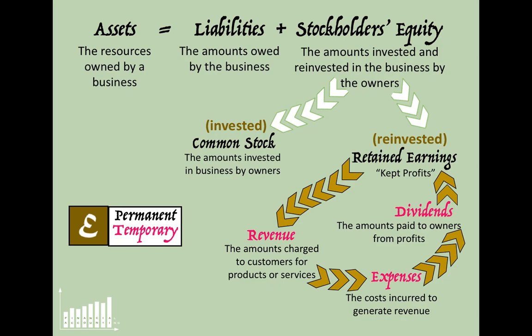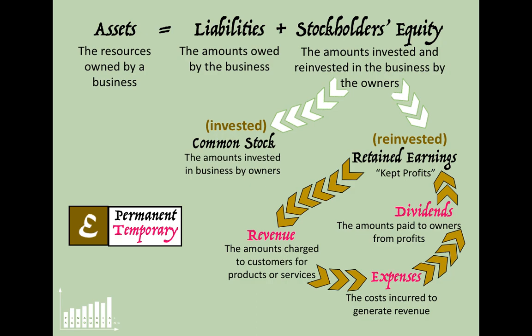So here's going to be our main focus for this video. These three temporary accounts: revenue, expenses, and dividends. Now, we're going to generally be focusing on revenues and expenses in this video. Dividends we'll be talking about a little bit later. But revenue, again, is the amount charged to customers for products or services. Expenses are the costs that a company incurs in order to generate that revenue. So, paying salaries or wages for your workers, incurring advertising cost or utilities cost, incurring things like supplies expense, and such like that.